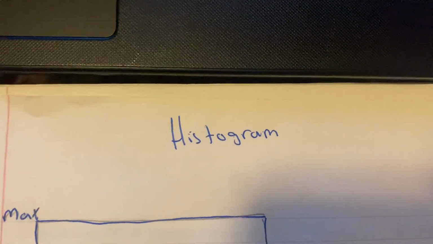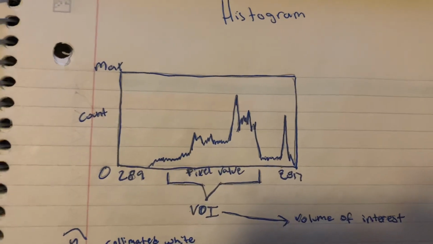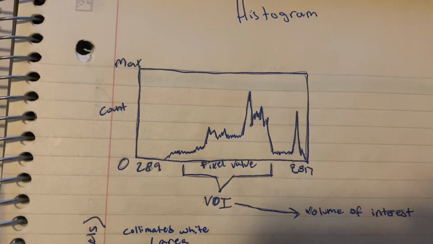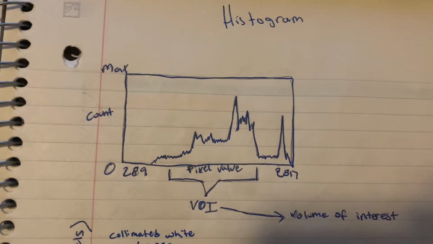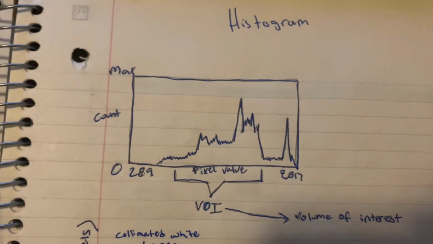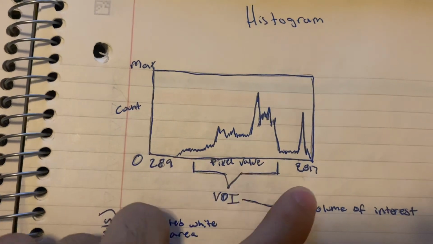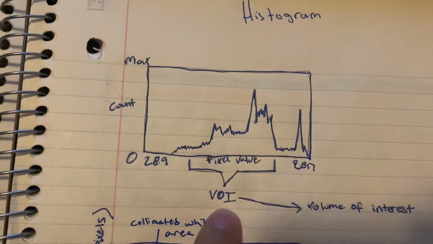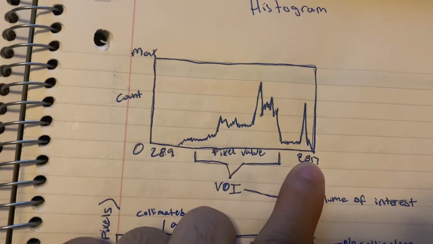This is a histogram. Basically, it's a graphic display of the distribution of pixel values. It identifies all the exposure on a plate. So, right here, this is our volume of interest. And it shows all the pixel values on the x-axis.